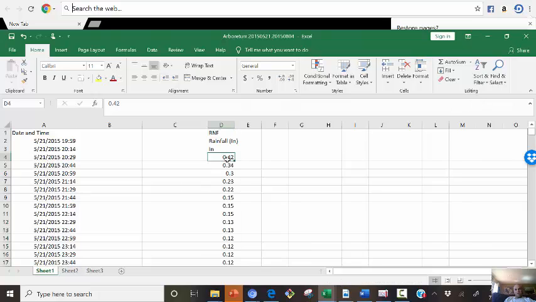So the 0.42 represents 42 tips. This 0.3 represents 30 tips. In other words, it's a decimal. It's the number of tips divided by 100. And there's a reason for that, because it thought each tip was 1/100th of an inch.